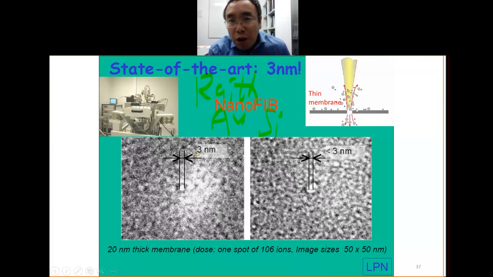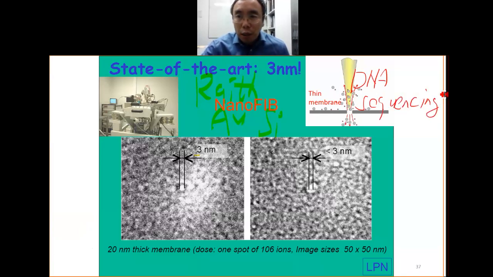So what you do, you have a very thin membrane. When you have a very thin membrane, you can make small pores. If the membrane is thick, it's very difficult to make this. So what's the use of the 3 nanometer pore? This can be used for DNA sequencing. We will look at DNA sequencing later on in the focused ion beam. So basically, you pass the DNA molecule through the nanopore.